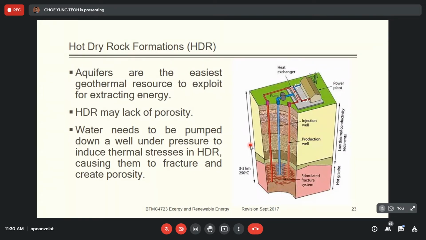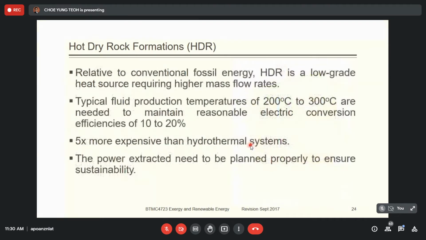Let's look at it. What are the problems you are likely to face? This is relative to conventional fossil fuels. HDR is a low-grade heat resource, requiring a higher mass flow rate because the temperature that you can reach is normally not too high.